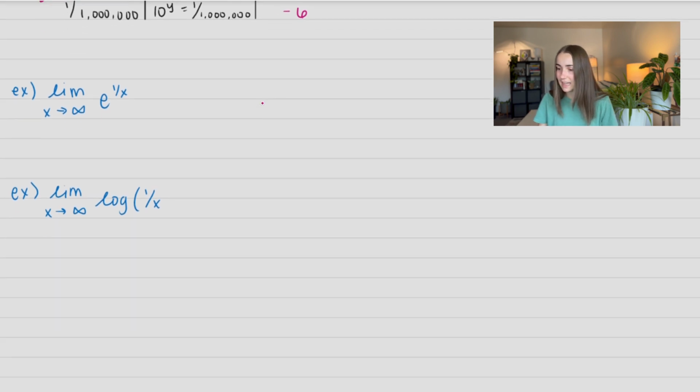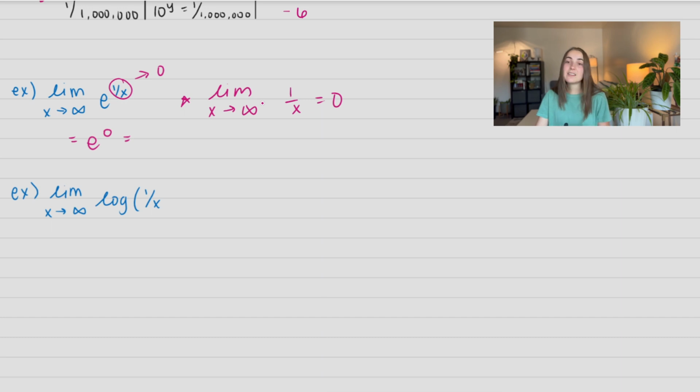First, we have the limit as x approaches positive infinity of e to the power of 1 over x. If we remember, the limit as x approaches infinity of 1 over x is equal to 0. So that means our exponent is going to go to 0. Using substitution, we get e to the power of 0, and anything raised to the power of 0 is just equal to 1. So this entire limit is equal to 1.